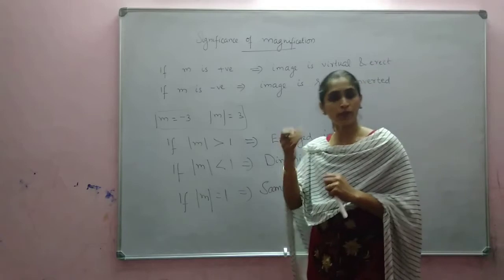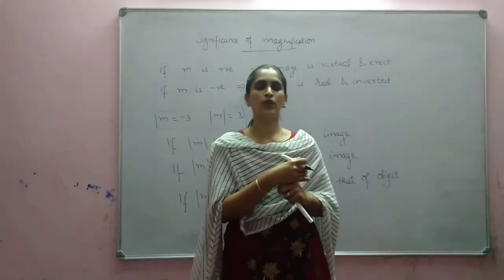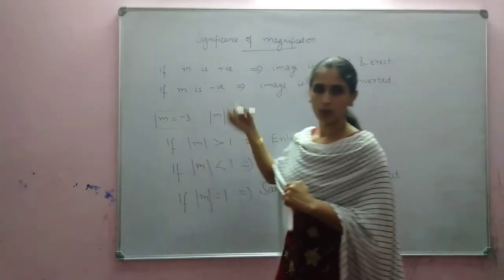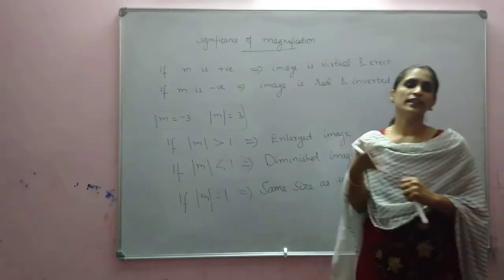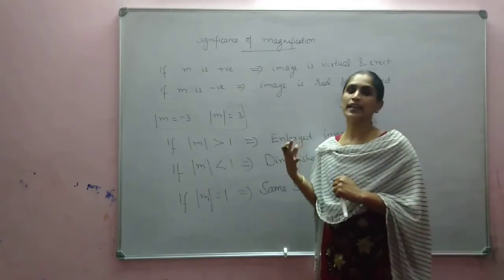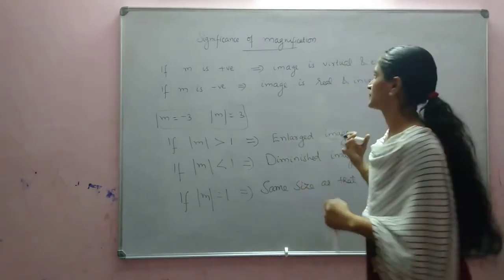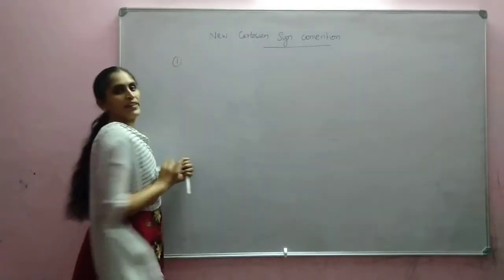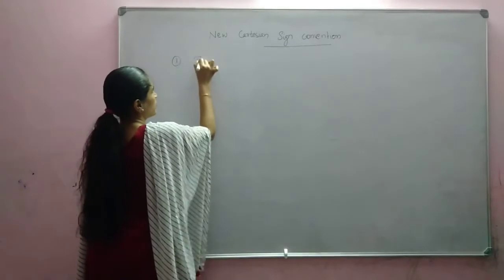Okay, so before discussing problems related to the mirror formula, we can once again revise the new Cartesian sign convention. The first one, which we already discussed, is that incident light should be from left to right.